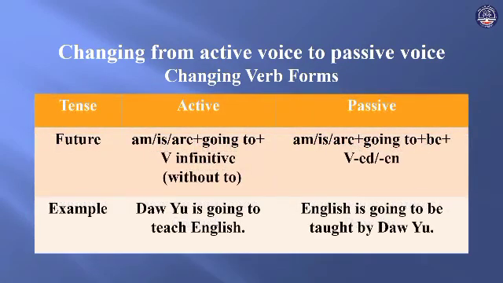Future form am, is, are plus going to plus verb infinitive in active sentences changes to am, is, are plus going to plus be plus past participle form in passive sentences. Study the example to understand what I said clearly.